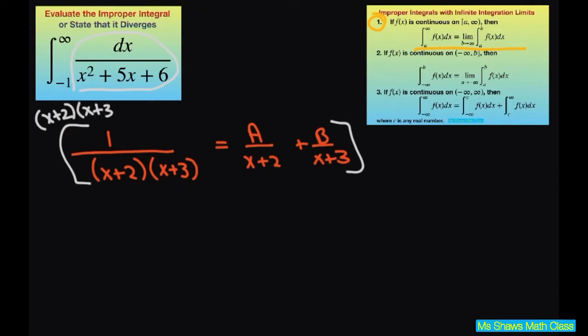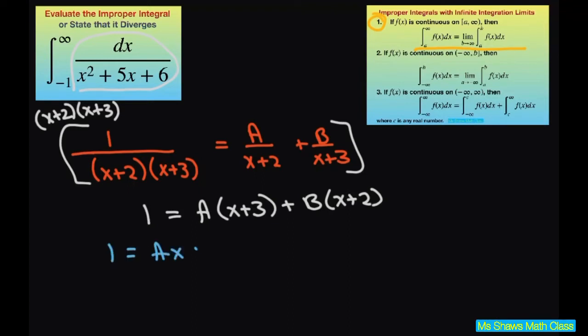And now we're going to clear the fractions by multiplying each term by x plus 2 times x plus 3. So this is going to give us 1 equals a times x plus 3 plus b times x plus 2. All right, so let's simplify everything. We get 1 equals ax plus 3a plus bx plus 2b.